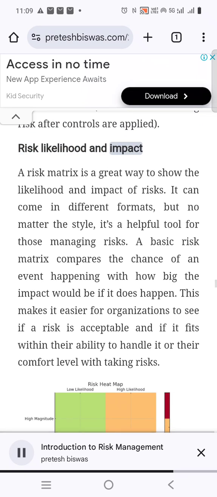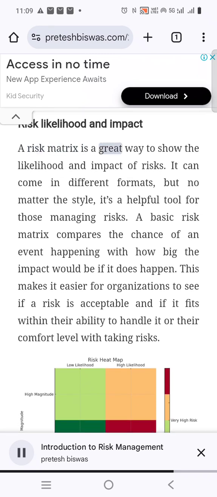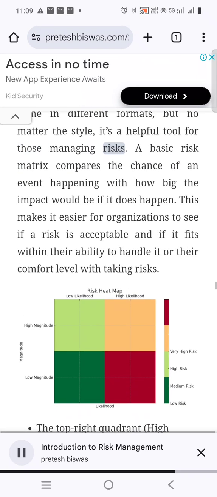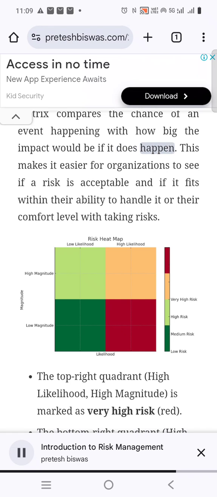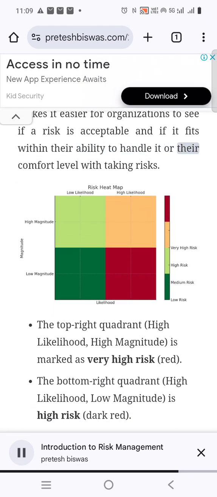Risk likelihood and impact. A risk matrix is a great way to show the likelihood and impact of risks. It can come in different formats, but no matter the style, it's a helpful tool for those managing risks. A basic risk matrix compares the chance of an event happening with how big the impact would be if it does happen. This makes it easier for organizations to see if a risk is acceptable and if it fits within their ability to handle it or their comfort level with taking risks.